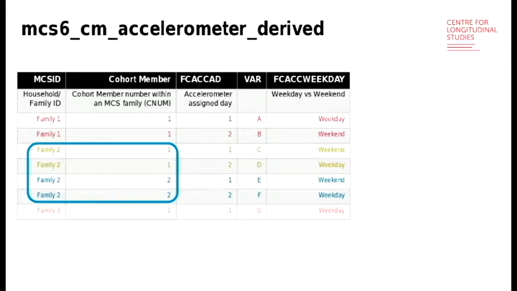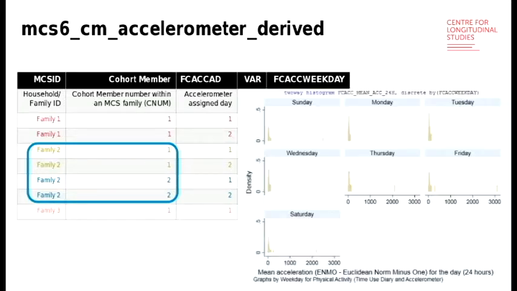So let's see, for example, mean acceleration per assigned day. This is mean acceleration depending on whether it was a weekday or a weekend, and we see that there is variation.